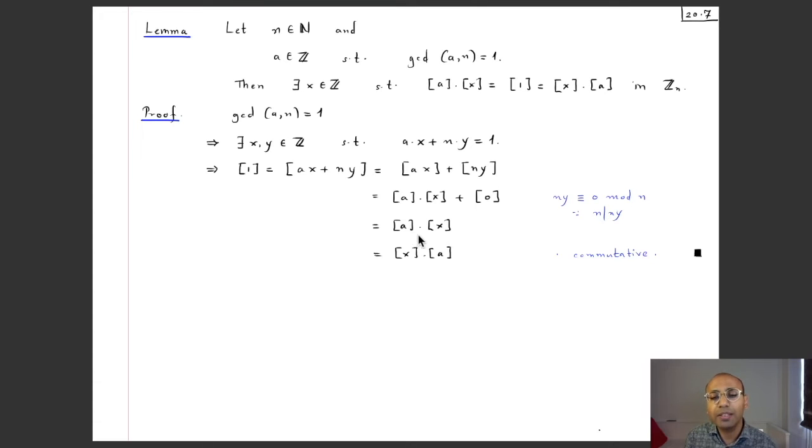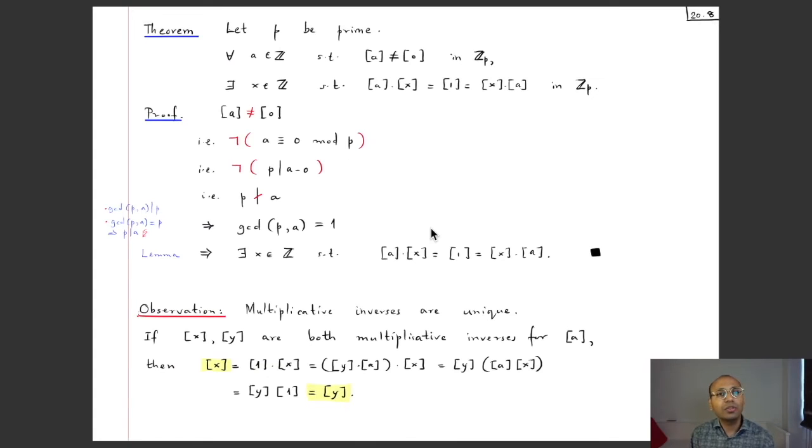And since multiplication modulo n is commutative, this is also the equivalence class containing x multiplied by the equivalence class containing a. So we see that this equivalence class containing this x, which was produced over here, serves as the multiplicative inverse of this equivalence class containing a. So if you have any element in Zn, which is this equivalence class containing a, where a is such that a and n are co-prime, then this element possesses a multiplicative inverse in Zn.